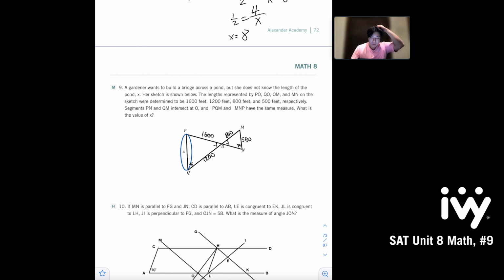So seeing the relations between the sides, we see that we should have ratio of OM over QO to be the same as MN over X, or PQ. So now, since we know that OM is 800, QO is 1,200, we have basically 800 over 1,200 is equal to 500 over X. And of course, 800 divided by 1,200 is 2/3, and 500 over X then also needs to be 2/3, which means X is going to be equal to 750 feet.